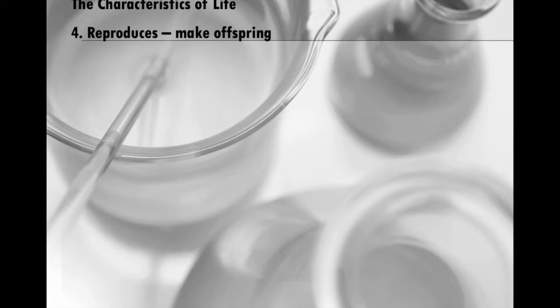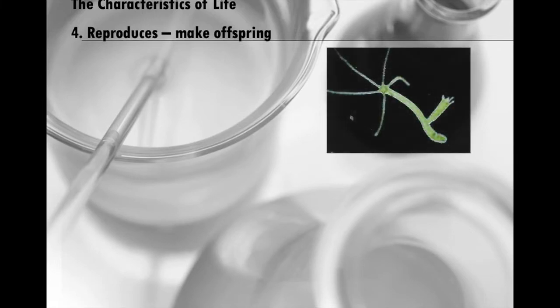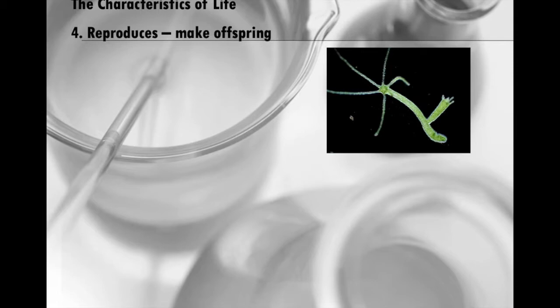The fourth characteristic is usually the one that's the favorite of the teenagers that I deal with. It's reproduction. All living things have to be able to make offspring. If they don't make offspring, there's not very much future for the species to continue. We often think about reproduction in a very human sense of the word, as in sexual reproduction, but there's a lot more organisms out there that reproduce without having sex, and this is an example of one.